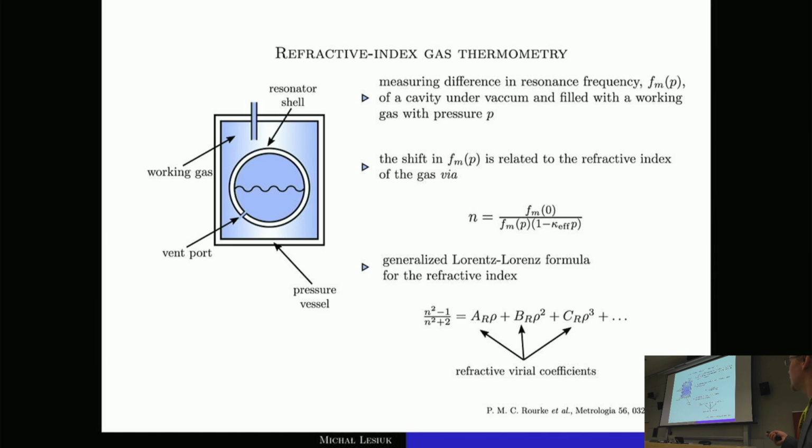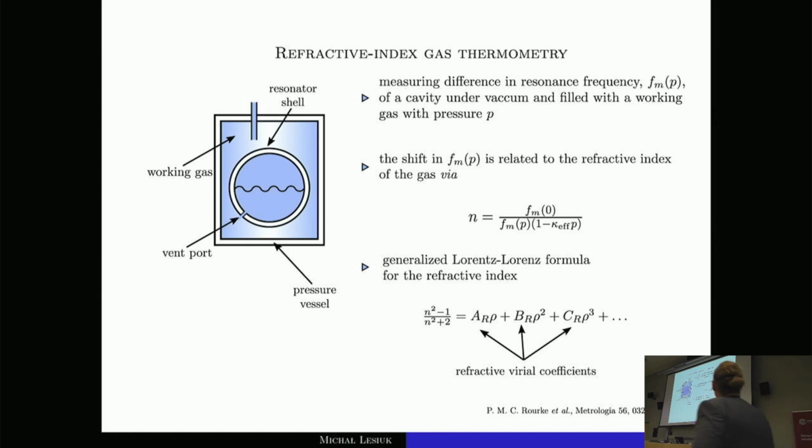Here you have a spherical cavity, like a spherical shell, and the whole thing is filled with a working gas. What you measure is the resonance frequency of this cavity. Each cavity has a certain resonance frequency, and you measure the change in this resonance frequency as you increase the pressure. So you measure effectively this Fm as a function of pressure, and it's related to N, which is the refractive index of the gas. If you know the refractive index, you can find this shift in the frequency, or vice versa.